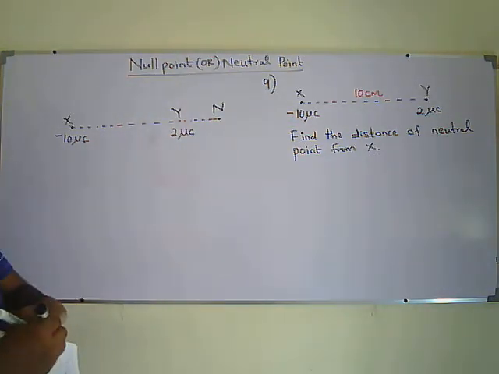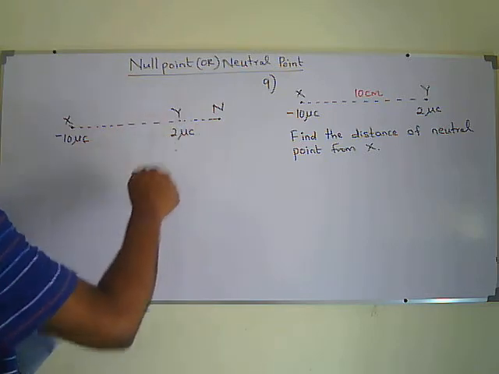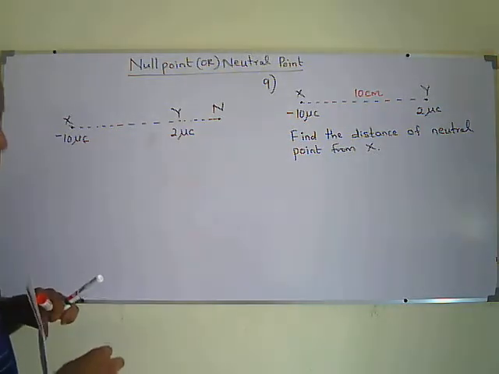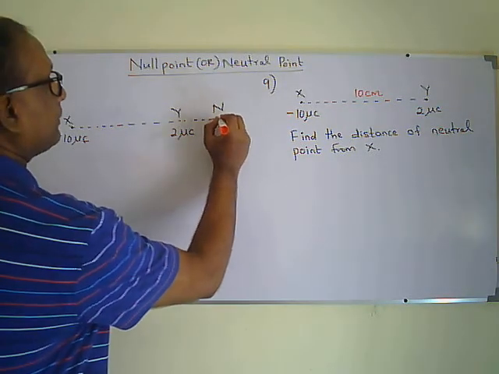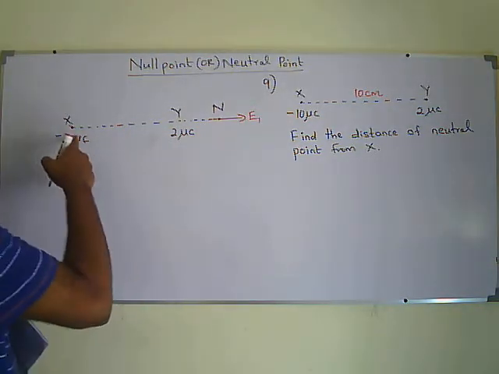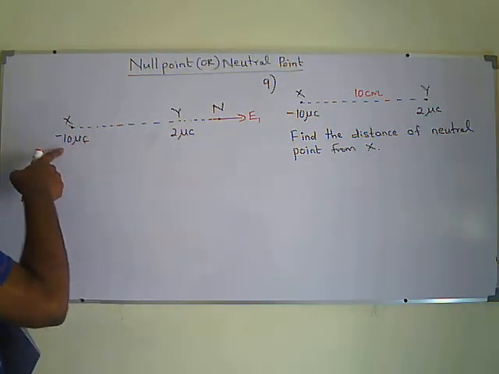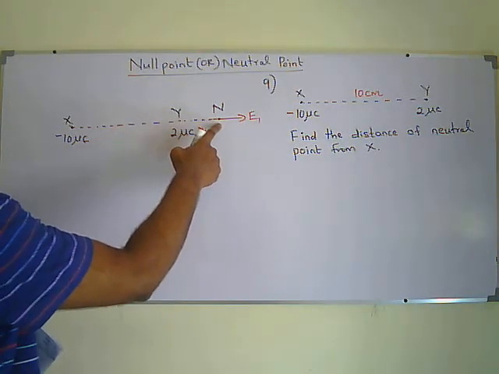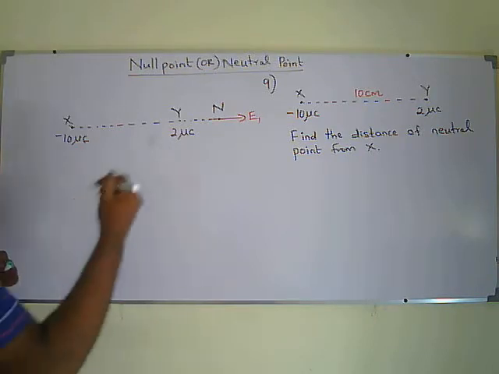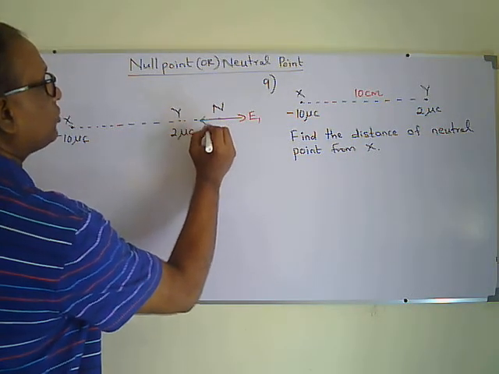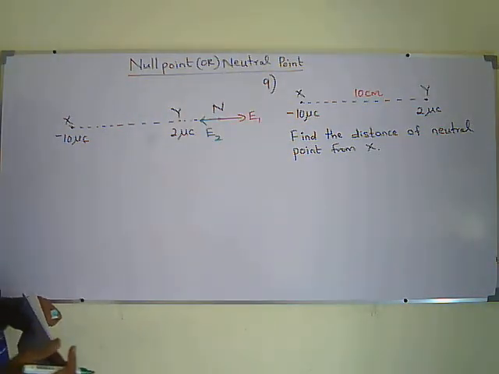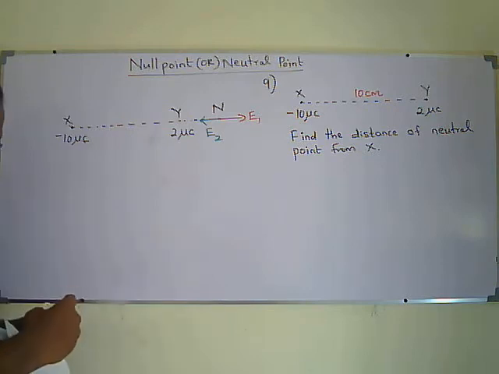Yes. Now when I consider the point n on the right side of y, keep a positive test charge, the 2 microcoulomb will push it. So that will be, let it be E1, that is due to 2 microcoulomb. Then 10 microcoulomb is a negative charge. So the positive test charge will be attracted towards x. So E2 will be towards left. Now they have opposite direction on the same line, but can they have same magnitude?